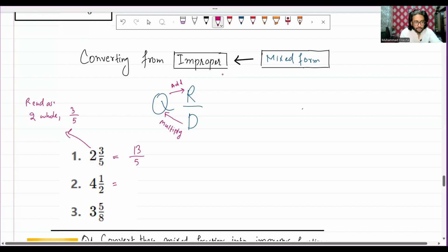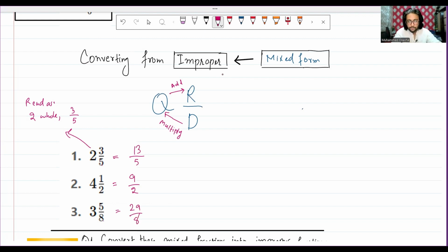Okay, we'll do the same for this one as well. 2 times 4 would be 8. 8 plus 1 is 9. So 9 divided by 2. 8 ones are 8, 8 2s are 16, 8 3s are 24. 24 plus 5 would be 29 divided by 8. Okay. That's how you convert from the mixed form.